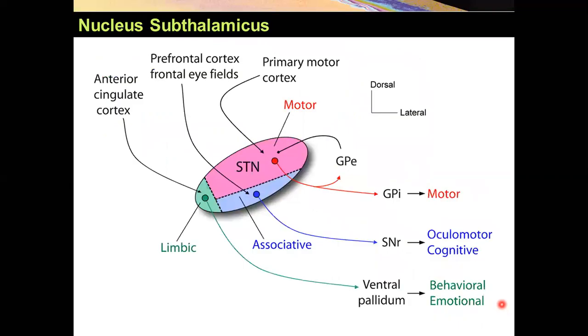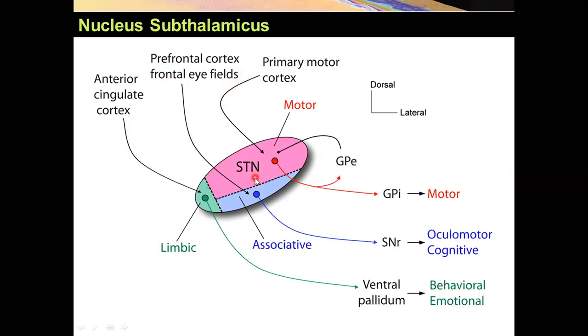Okay, now let's look at the subthalamic nucleus and its efferents and afferents. Now the subthalamic nucleus, its afferents come from the anterior cingulate cortex, prefrontal cortex and frontal eye field, and from the primary motor cortex.